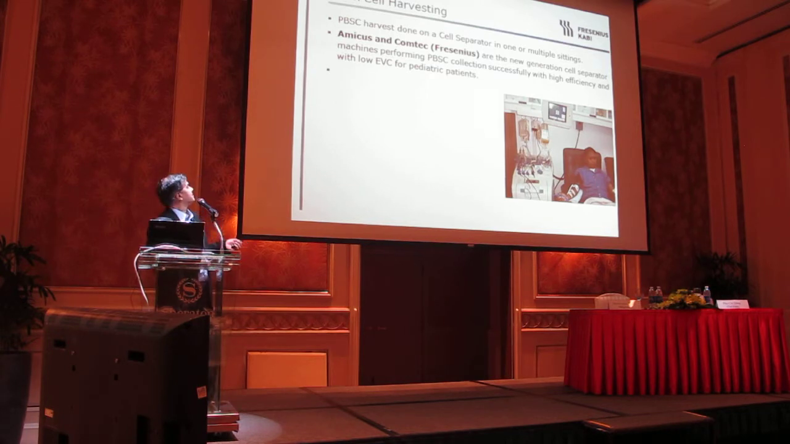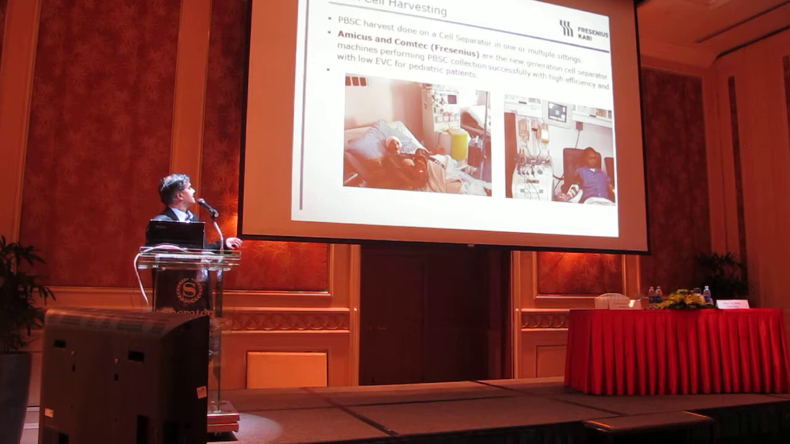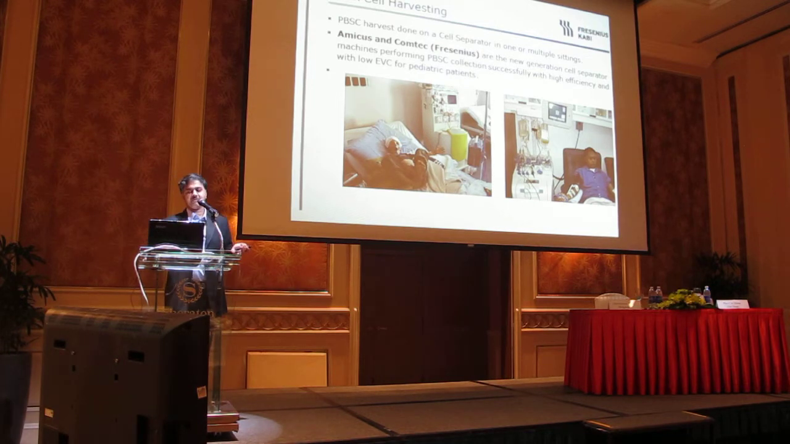This is an example of the machines which can do apheresis. So we have the Complex cell separator and the Amicus separator, which are able to perform stem cell collection successfully with high efficiency and low extra volume in pediatric patients.